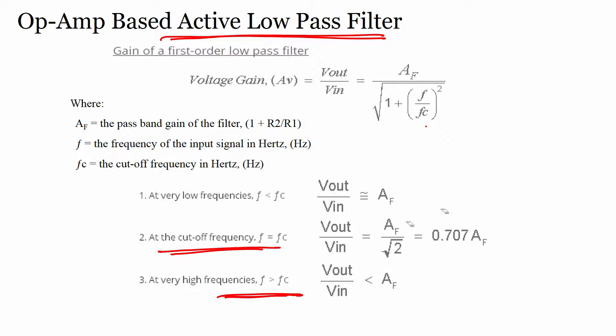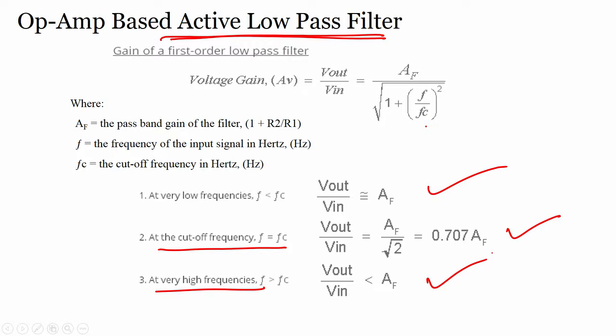Right now, just think and listen to what I am saying: at low frequency, F is less than Fc, you get this particular value; at cutoff frequency, F equals Fc, you have this particular value; when you have high frequency, F greater than Fc, you have Vout by Vin less than AF. Alright. So, until here I hope it is extremely clear what a low pass filter is, what the passive low pass filter is, what the active low pass filter is, what the formula is, and how we can move forward. Alright.